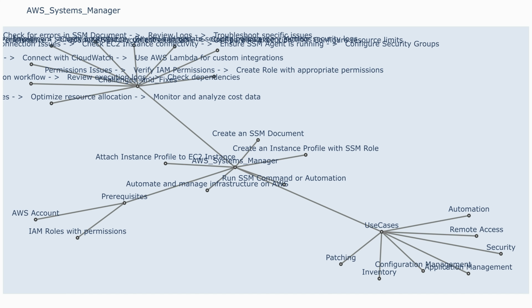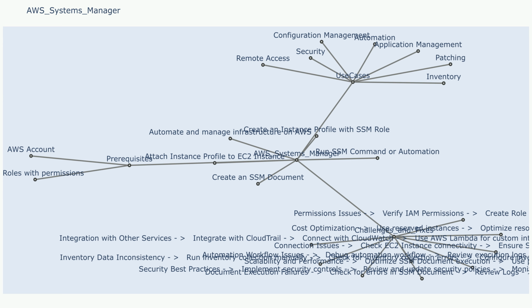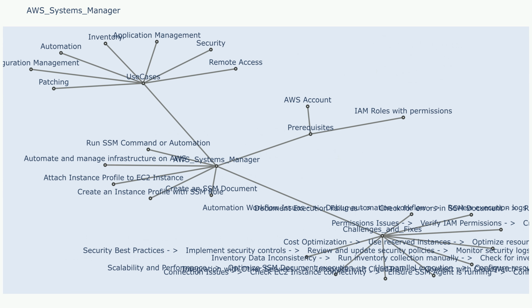AWS Systems Manager. Description: automate and manage infrastructure on AWS. Prerequisites: an AWS account and IAM roles with permissions. Use cases.